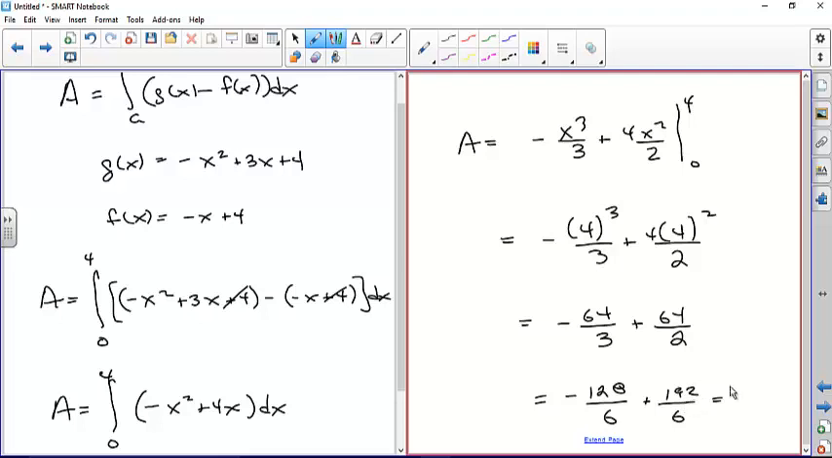192 minus 128 is 64, so you get 64 over 6, which simplifies down to 32 over 3. And there's your answer.